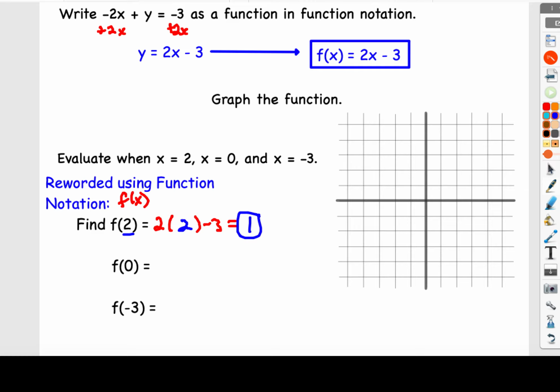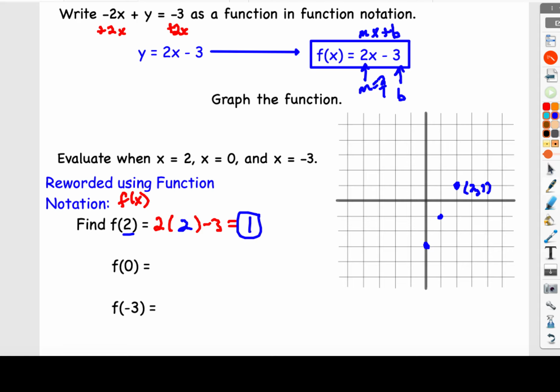And I could plot the point. The input was 2, the output was 1. The point 2, 1 is definitely going to be on my graph. Now, we could also take advantage of the fact that this looks a whole lot like y equals mx plus b, and we could get lots of other points. That 2 would be our slope, and that negative 3 would be our y-intercept, so negative 3 with a slope of 2, or essentially 2 over 1. So we would go up 2, right 1, up 2, right 1.